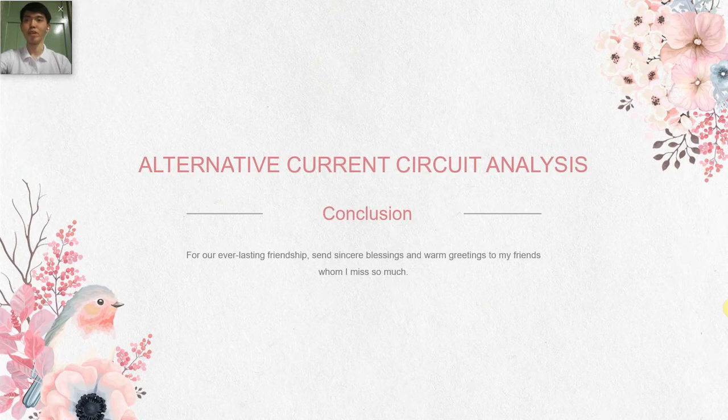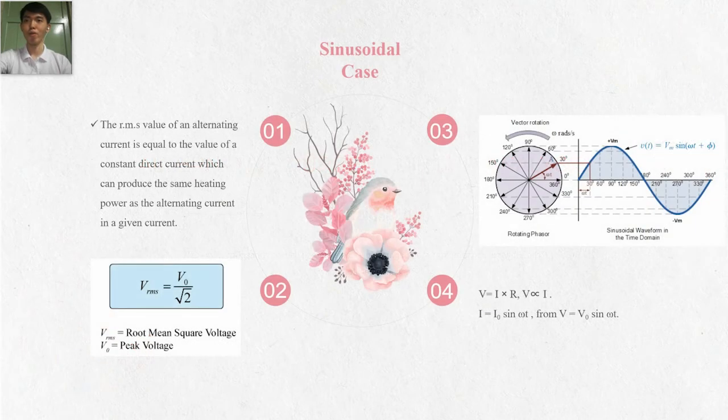For the sinusoidal case, the root mean square value of an alternating current is equal to the value of a constant direct current, which can produce the same heating power as the alternating current in a given circuit. We can find the root mean square voltage by dividing the peak voltage by square root 2. Then we can find the root mean square current by dividing the peak current by square root 2 in the same method.